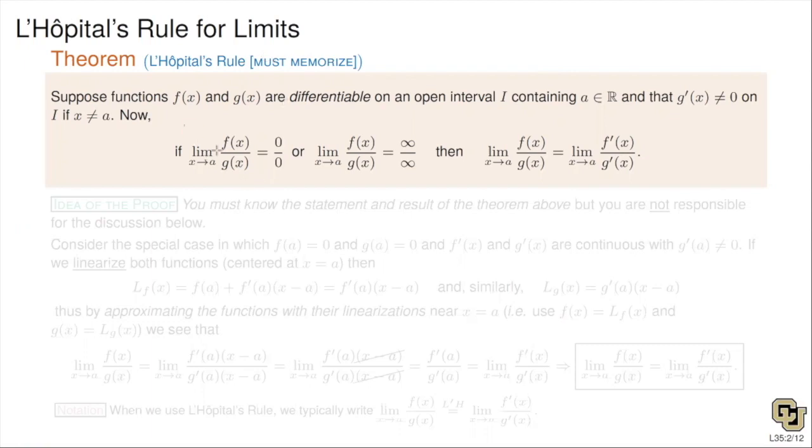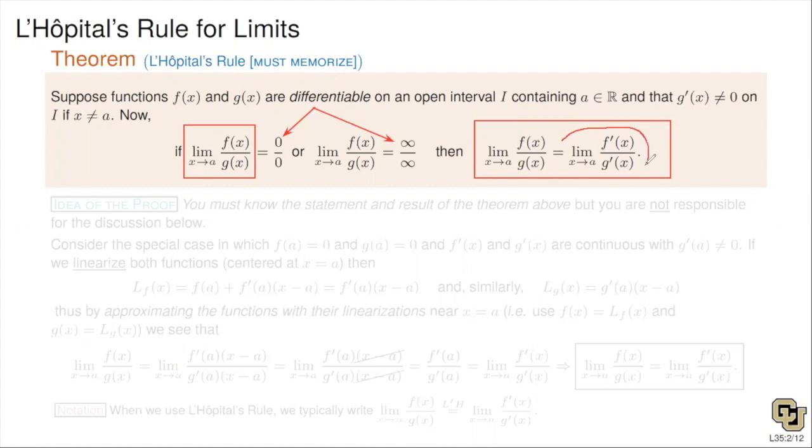And so, for example, if we have this scenario where we're taking the limit of f of x over g of x as x goes to a, and we get one of two indeterminate forms, either 0 over 0 or infinity over infinity, then L'Hopital's rule allows us to transform the limit. It doesn't necessarily solve the limit for us, but it allows us to transform it. So here, rather than trying to take the limit of f of x over g of x as x goes to a, that limit, according to L'Hopital's rule, is equal to the limit of f prime of x over g prime of x as x approaches a.